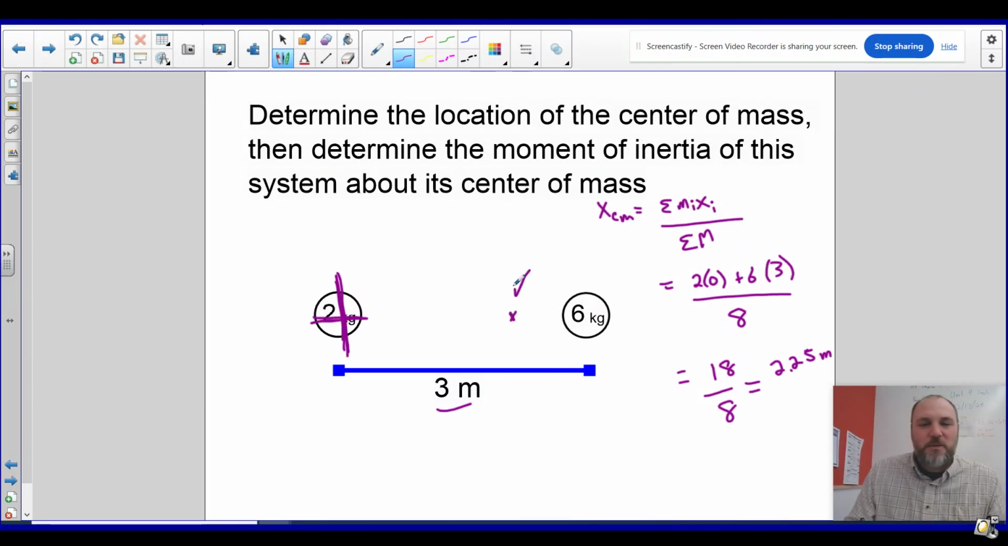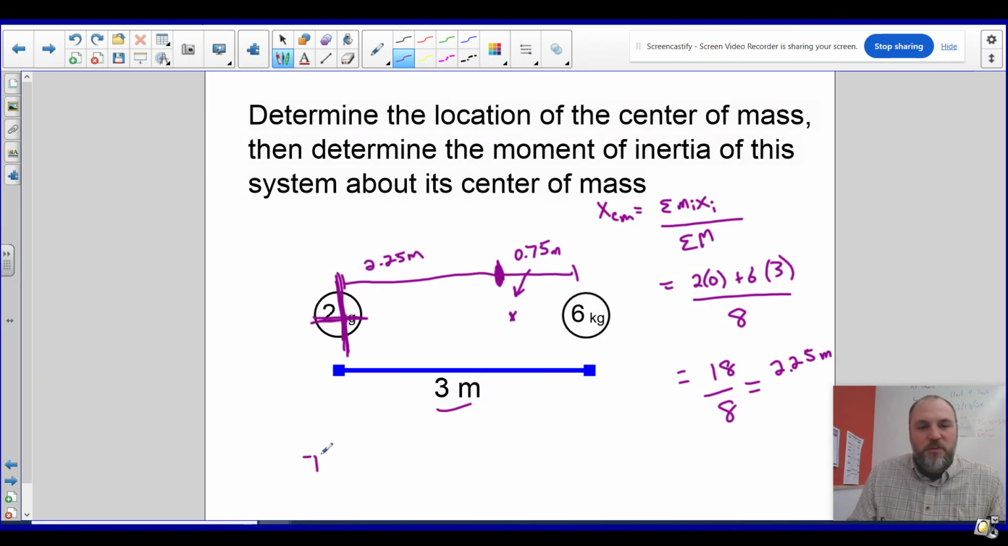And what I'd like to do now is determine the moment of inertia if these two masses were rotating around that center of mass. So we know the 2 kilogram is 2.25 meters to the rotation axis, and that leaves 0.75 meters for the distance to the 6 kilogram from the center of mass. Okay, so 2.25 for the 2 kilogram and 0.75 for the 6 kilogram.